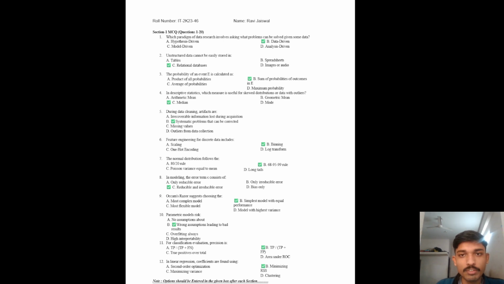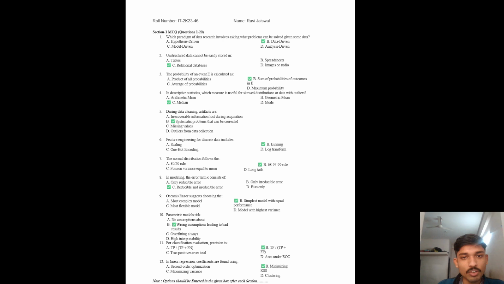Second one is: unstructured data can be stored easily in. The answer is relational databases, because unstructured data involves images, videos, text randomly spread anywhere. So the correct answer is 3.